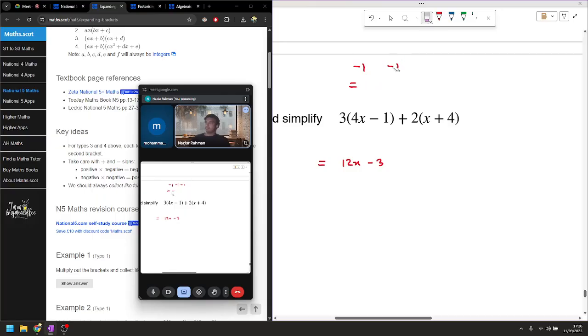Alright, what about the second bracket? 2 times x, which is 2x. And then positive 2 times positive 4, which is positive 8. Good. And then we collect the like terms. So what do we get?